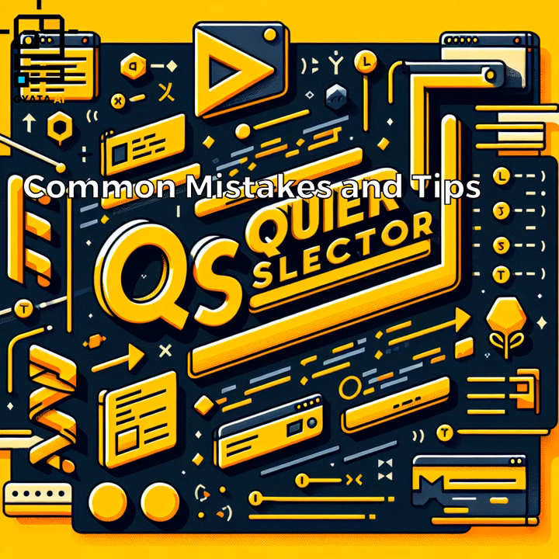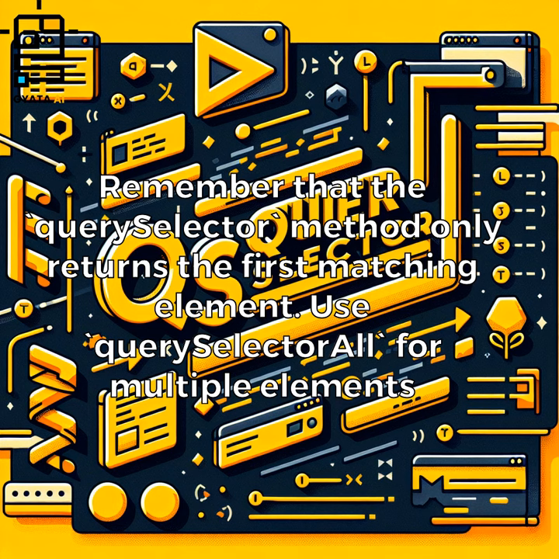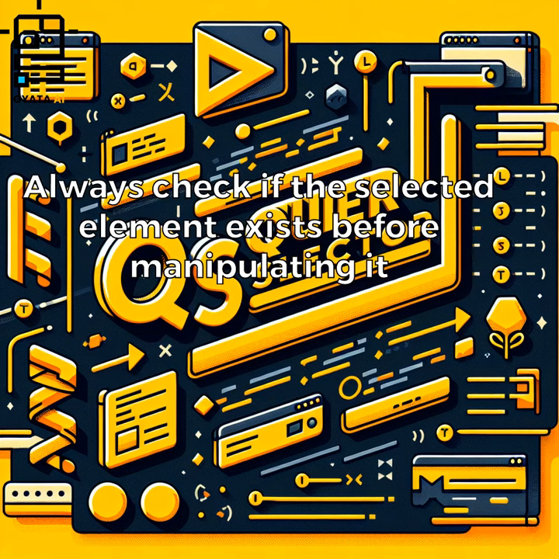Common mistakes and tips. Remember that the querySelector method only returns the first matching element. Use querySelectorAll for multiple elements. Always check if the selected element exists before manipulating it.